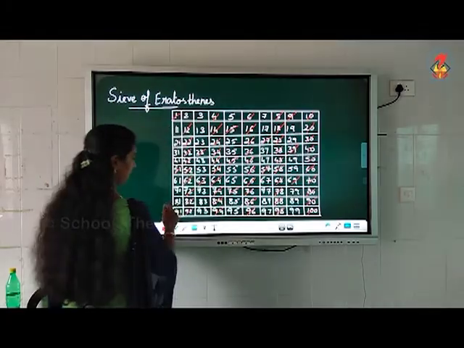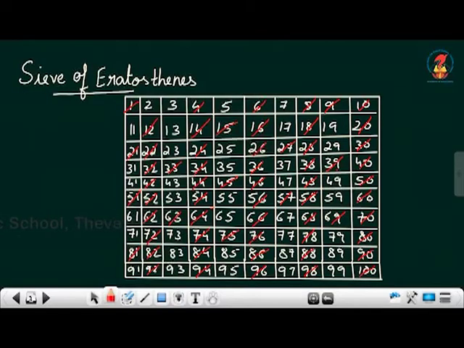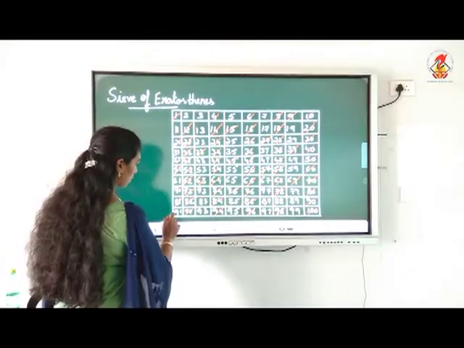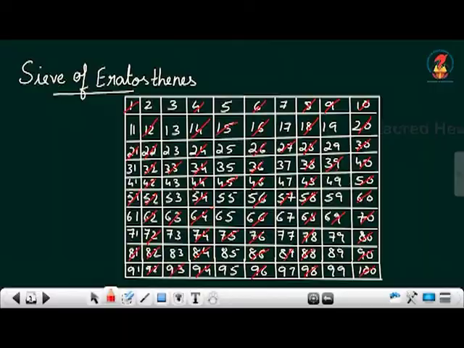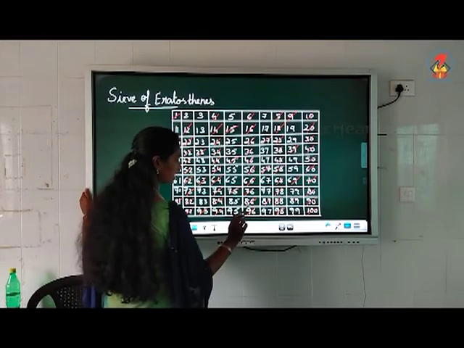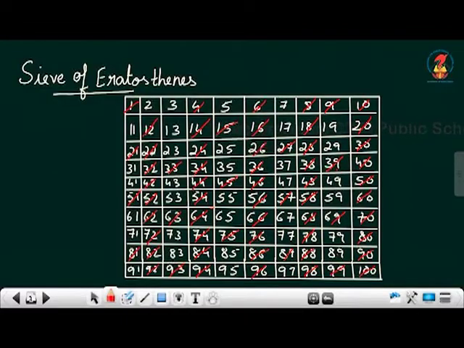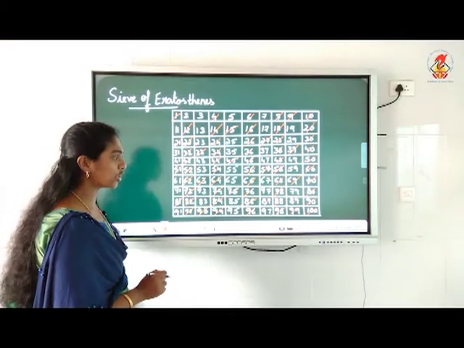1 2 3, 81 is a multiple of 3. 1 2 3, 84 is gone. 1 2 3, 87 is a multiple of 3. 1 2 3, 90 is gone. 90 is a multiple of 3. 1 2 3, 93 is a multiple of 3. Again 1 2 3, 96 is gone. 1 2 3, 99. 3 33s are 99. Okay children, 3 33s are 99.